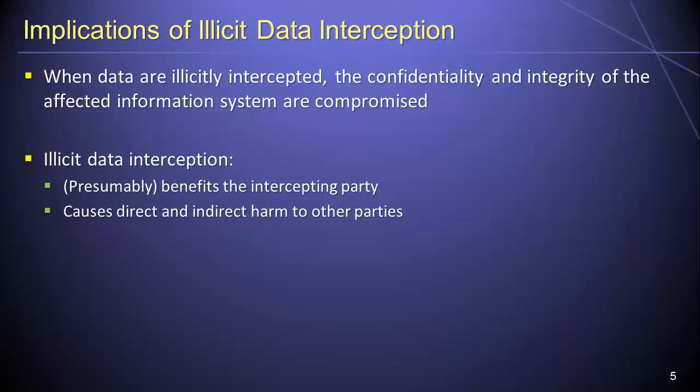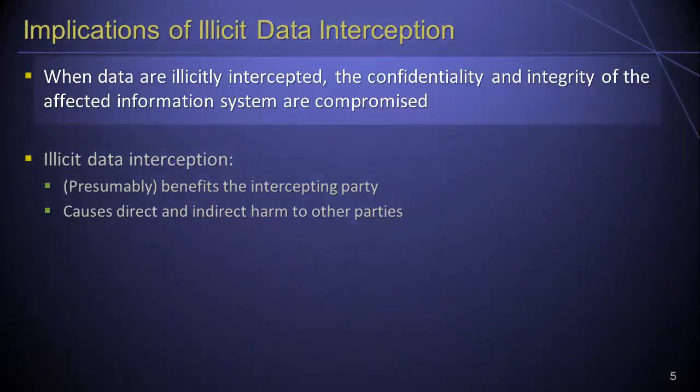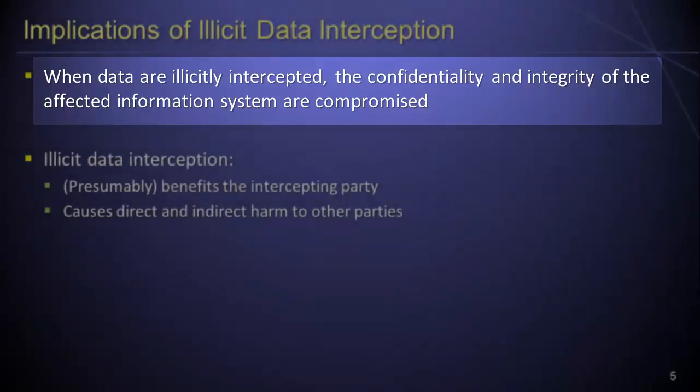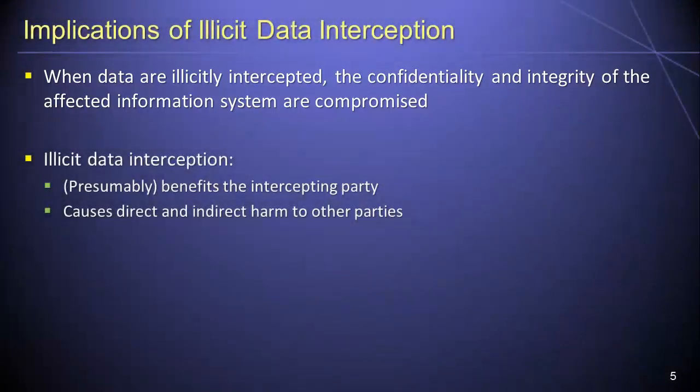Although the specific implications of illicit data interception will vary from case to case, broadly speaking, the illicit interception of data compromises the confidentiality and integrity of the affected information system. One useful way of thinking about the implications of illicit data interception is to consider what sort of benefits and injuries accrue, and to whom, as the result of such an information security breach.